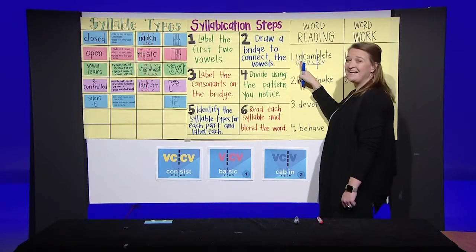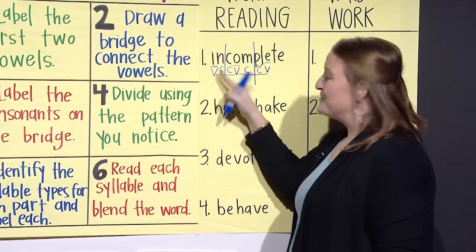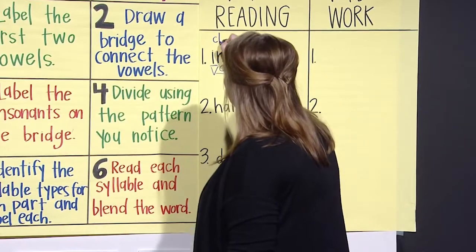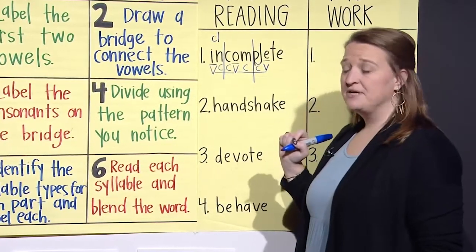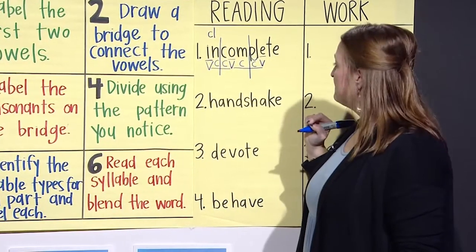I is followed by consonant N. So this first syllable is a closed syllable. So we know it's going to make a short vowel sound. So I will put CL to remind us it's a closed syllable.